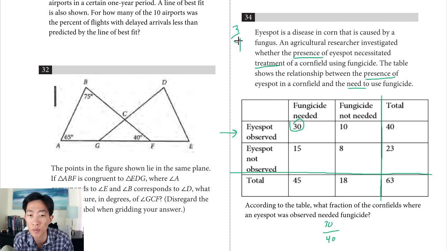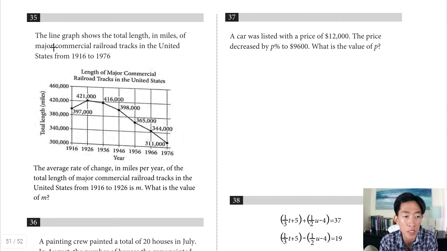and that's the answer. Question 35, the line graph shows the total length in miles of major commercial railroad tracks in the United States from 1916 to 1976. So we've got the length on the y-axis and the years on the x-axis. The average rate of change in miles per year of the total length of major commercial railroad tracks from 1916 to 1926 is m. What is the value of m? Really, we're only caring about these two points right here.